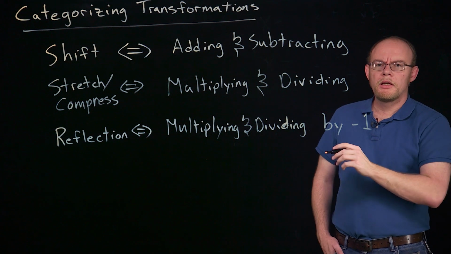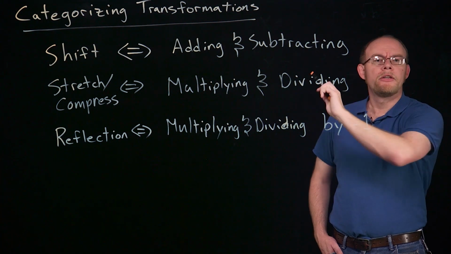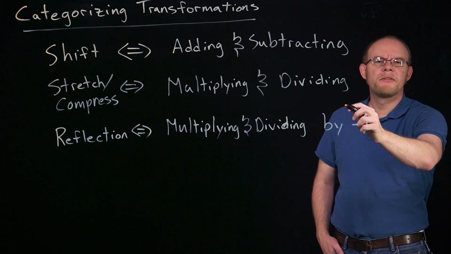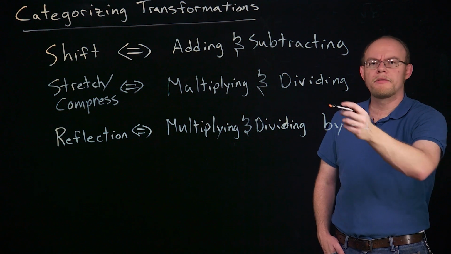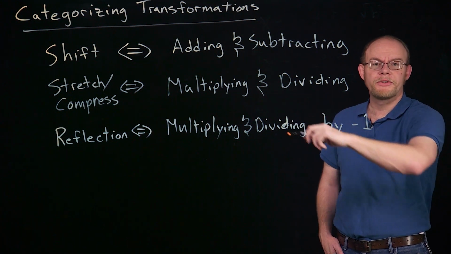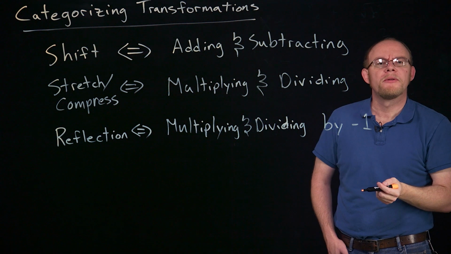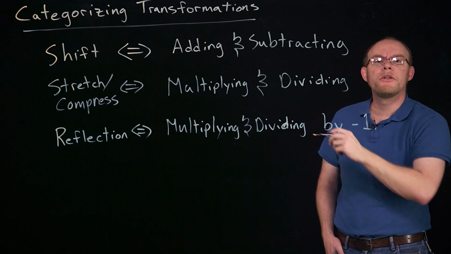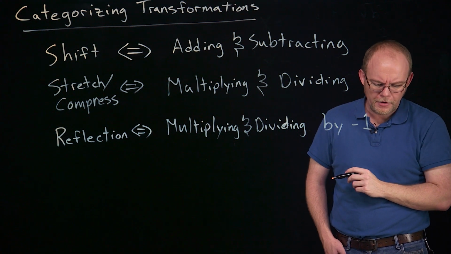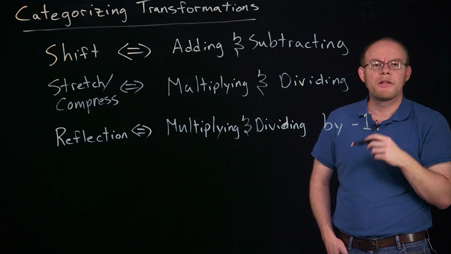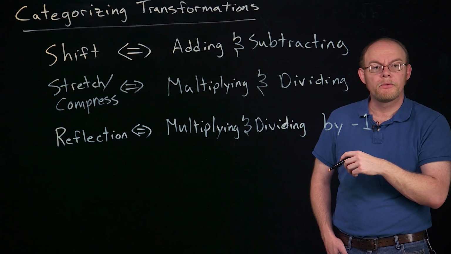So whenever you saw an operation of the form adding or subtracting, you know it's a shift. Whenever you see multiplying or dividing by some number like 2 or a half, that corresponds to stretching or compressing. And if you notice that you're multiplying or dividing by a negative, that's a sign that you're doing some sort of reflection. All right? So those are the three main ways that operations line up with the various transformations.